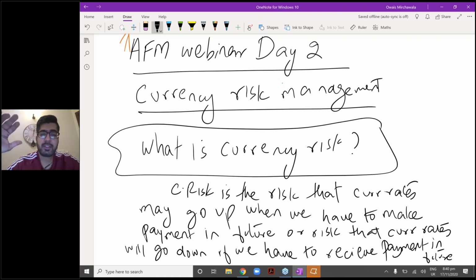So currency risk basically arises due to movement of currency. It is the risk that currency rates go up when we have to make payment in future. If we plan to pay someone in future, there's a risk that currency rates may go up. And if we are receiving money from someone in future, there's a risk that rates may go down. This is basically currency risk.